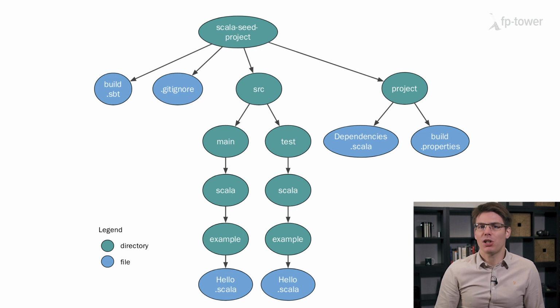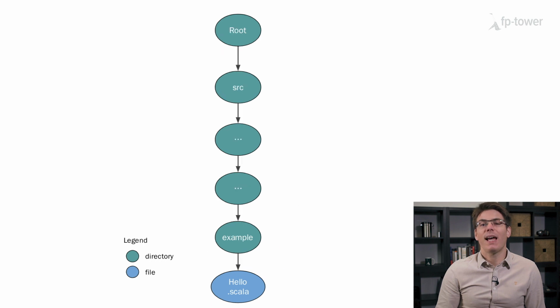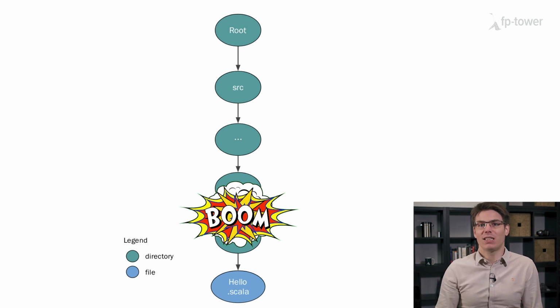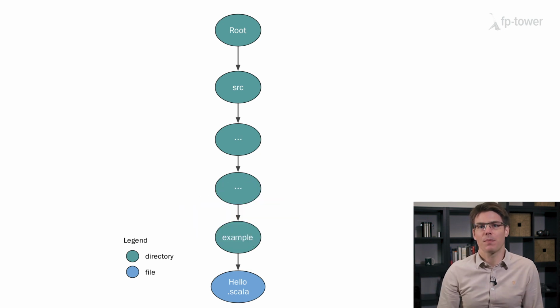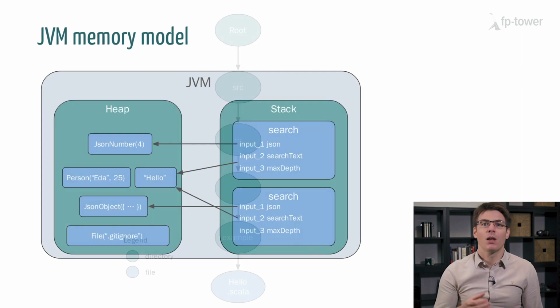This is where we potentially have a problem. The stack is quite small, and if a recursive function calls itself too many times, then boom, we get a Stack Overflow exception. So let's take a quick detour to talk about the JVM memory model. The JVM has two types of memory, the heap and the stack.